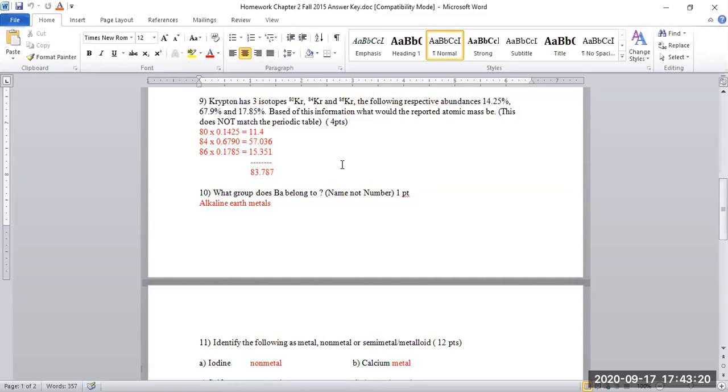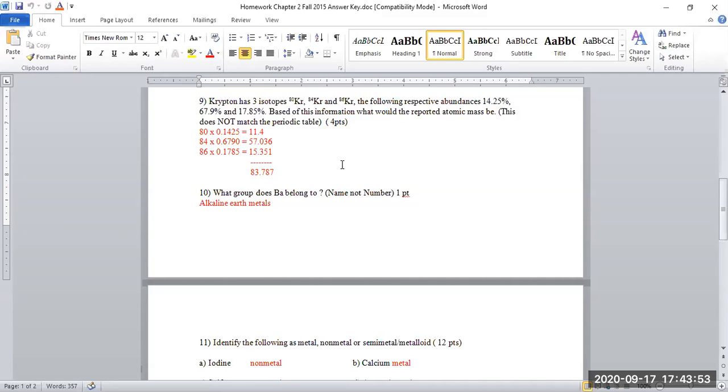If you got the way you see it, match it one for one, so to speak. Say, hey, 80 goes with 14%, and that's actually why I put the word respective in there. Respective was supposed to mean that they are in the same order. 80, 84, 86, then matches with the 14, the 67, and the 17. Okay, that's why I messed up. I got you. Thank you. Other questions on that one?